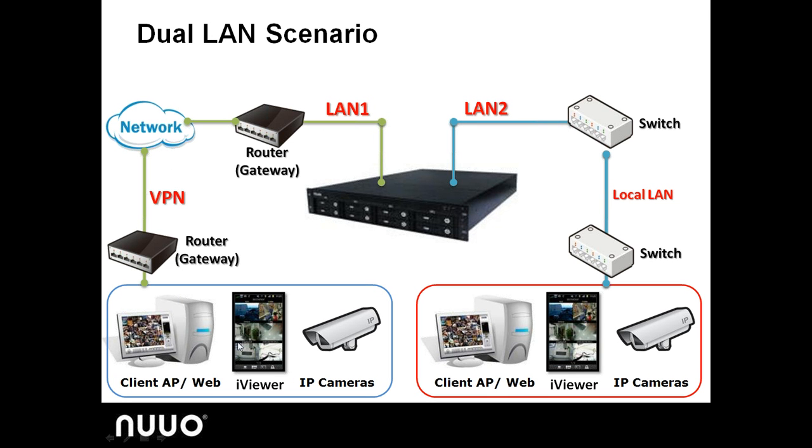So we set up LAN 1 go through to router, then connect with the remote site. And the LAN 2 connect with the other local LAN.